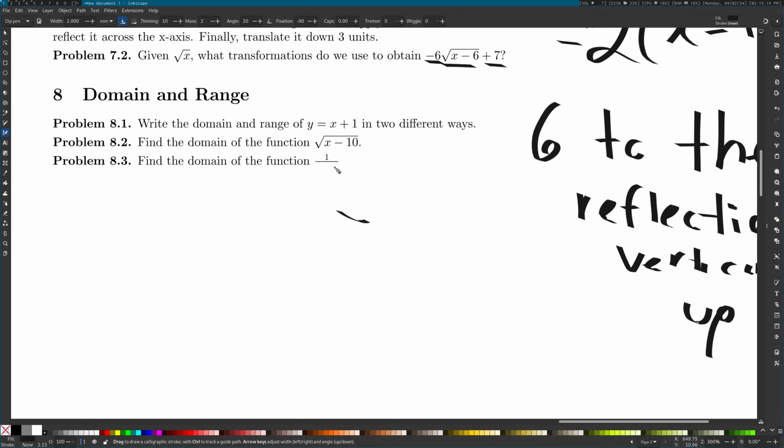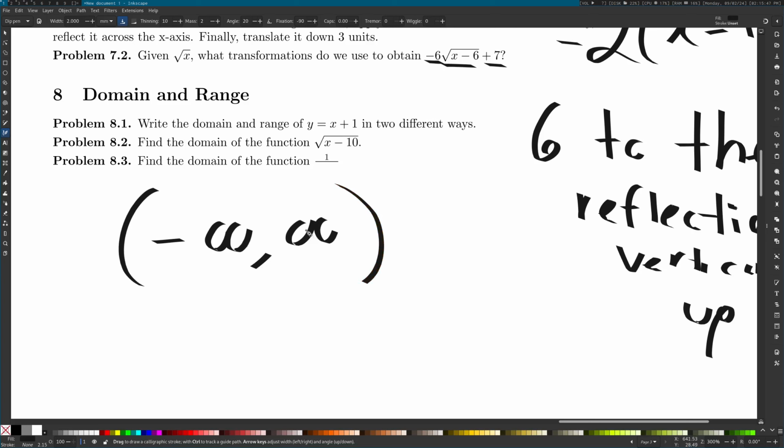Okay. So now write the domain and range of y equals x plus 1 in 2 different ways. Firstly, what is the domain of y equals x plus 1? What numbers can you plug into this? All reals. Yep. So how do we write that? Parenthesis, negative infinity, comma, infinity, close parentheses.